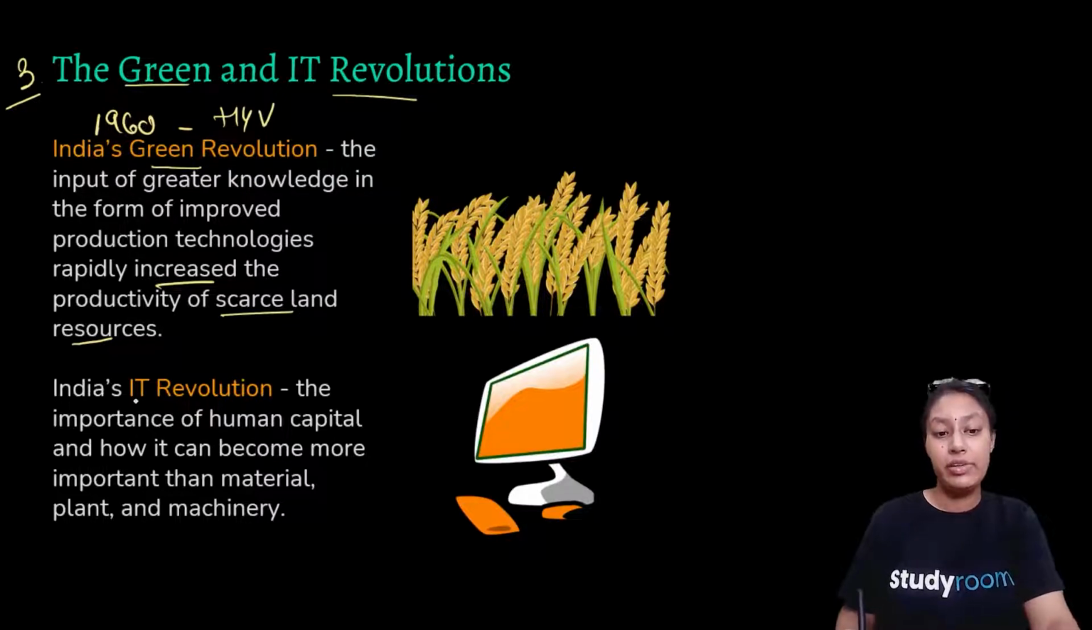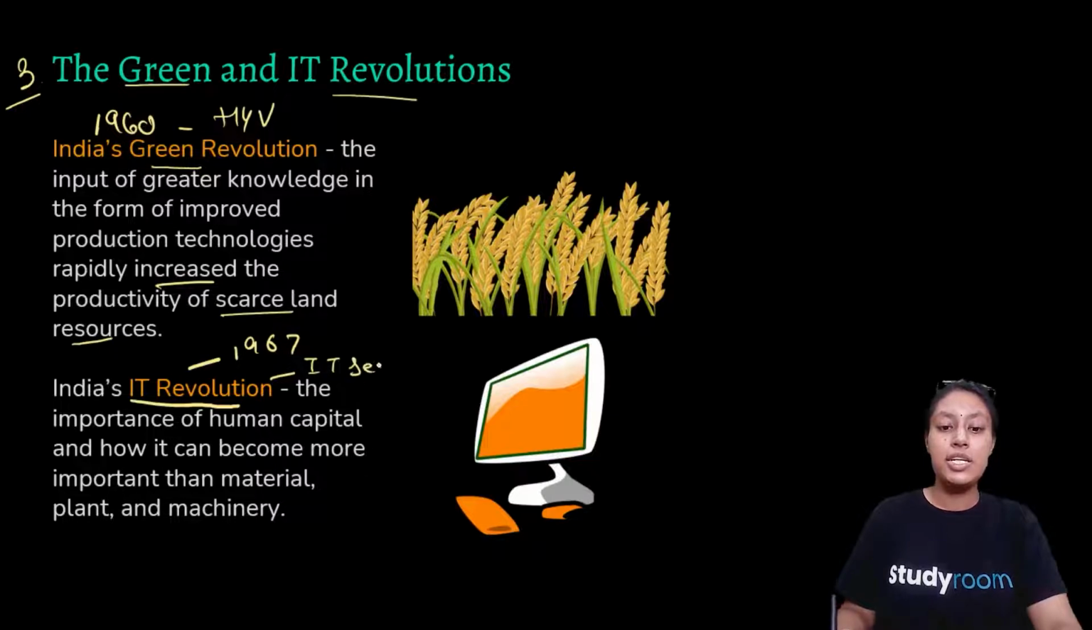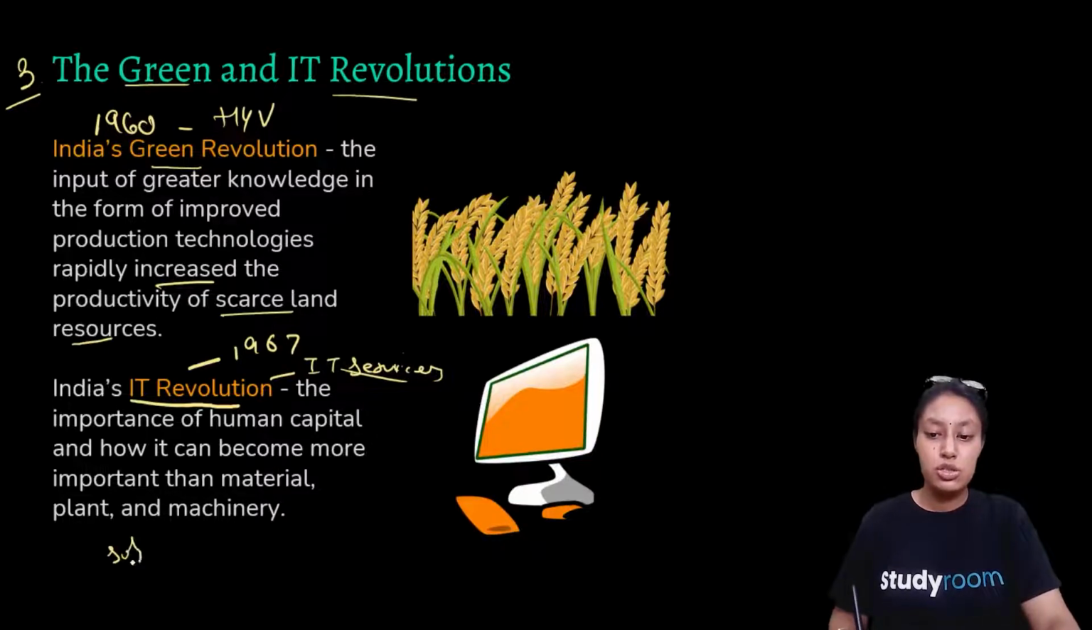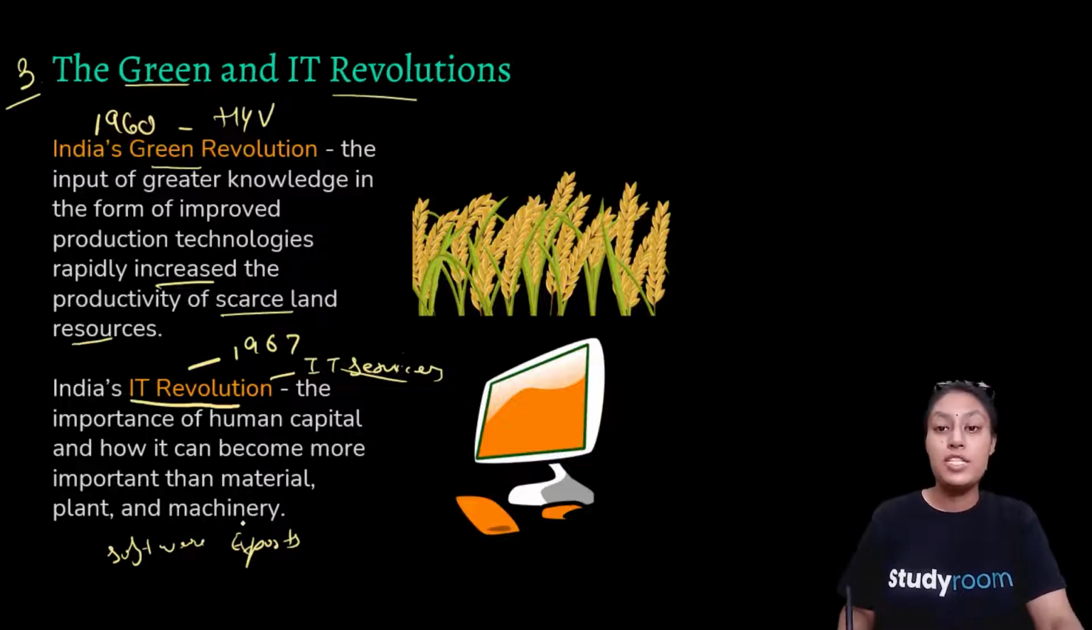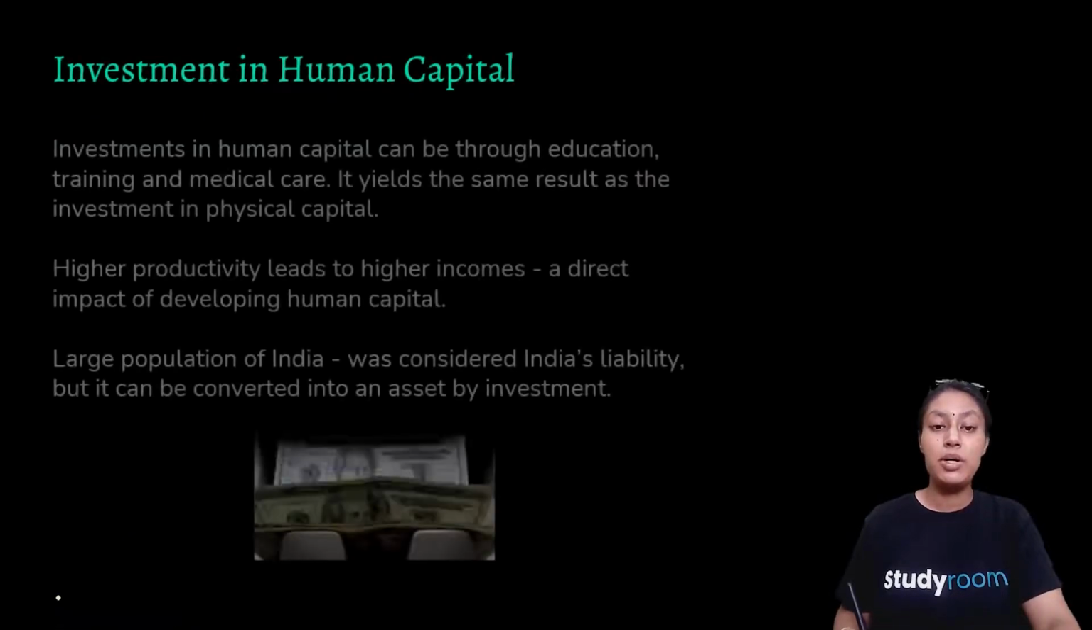Now we move to India's IT revolution. The importance of human being and how it can become more important than material, plant, and machinery is understood by the IT revolution. It was born in 1967, and it leads to IT services, and India has started providing software exports. So this was the development of software exports, which is called the IT revolution. So these two revolutions are the result of human capital. Humans use their ability to think and have created such things which helped a society.